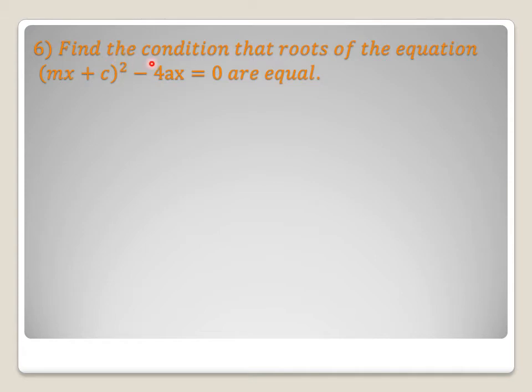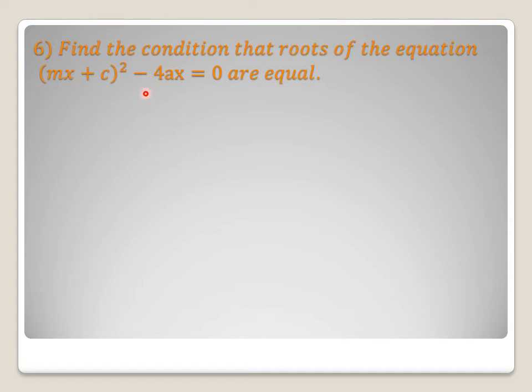Question number 6 is, find the condition that the roots of the equation (mx + c)² − 4ax = 0 are real. We have to take this equation. After the application of the perfect square, we have to find the value of any variable involved. Obviously it won't be x, because after applying the discriminant x does not remain. We will only be left with m, c and a.